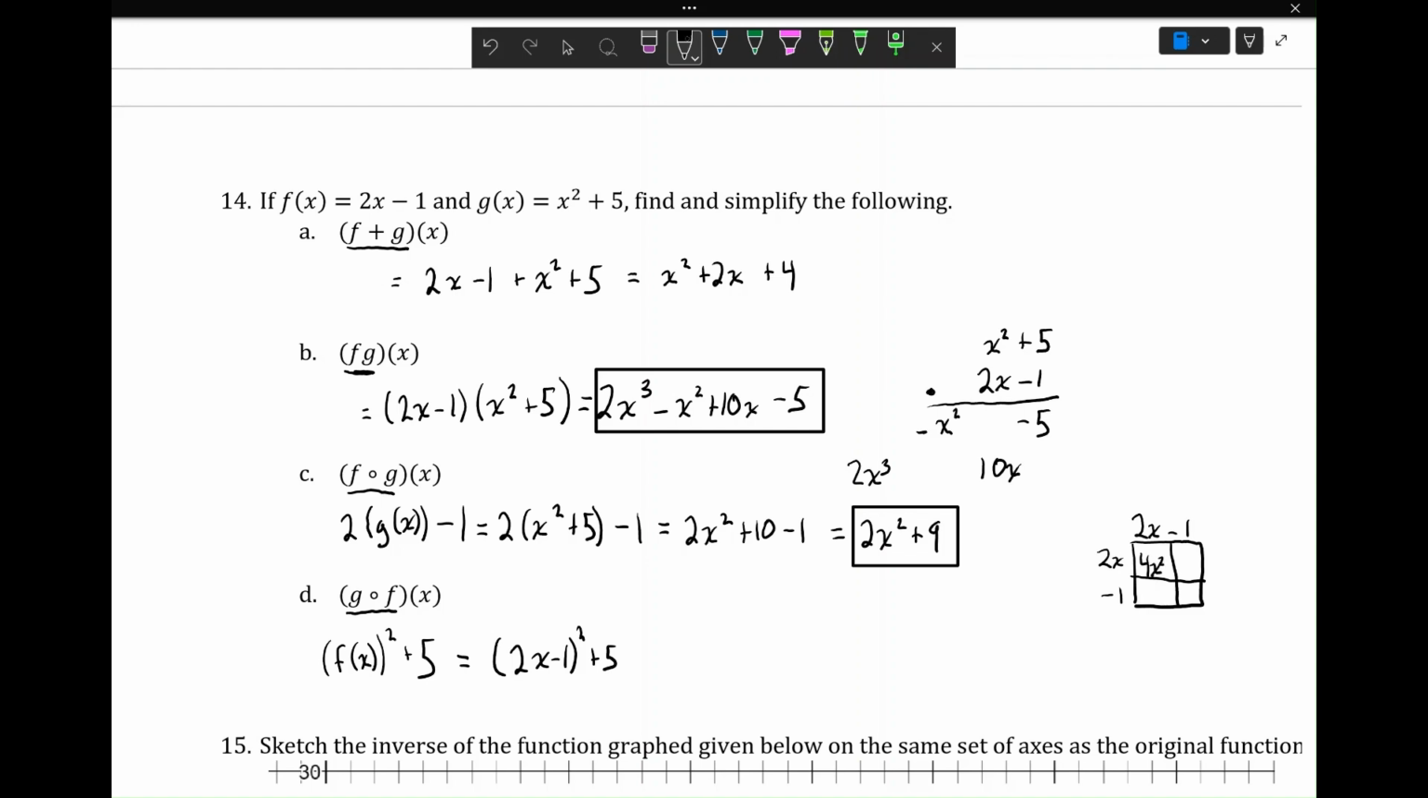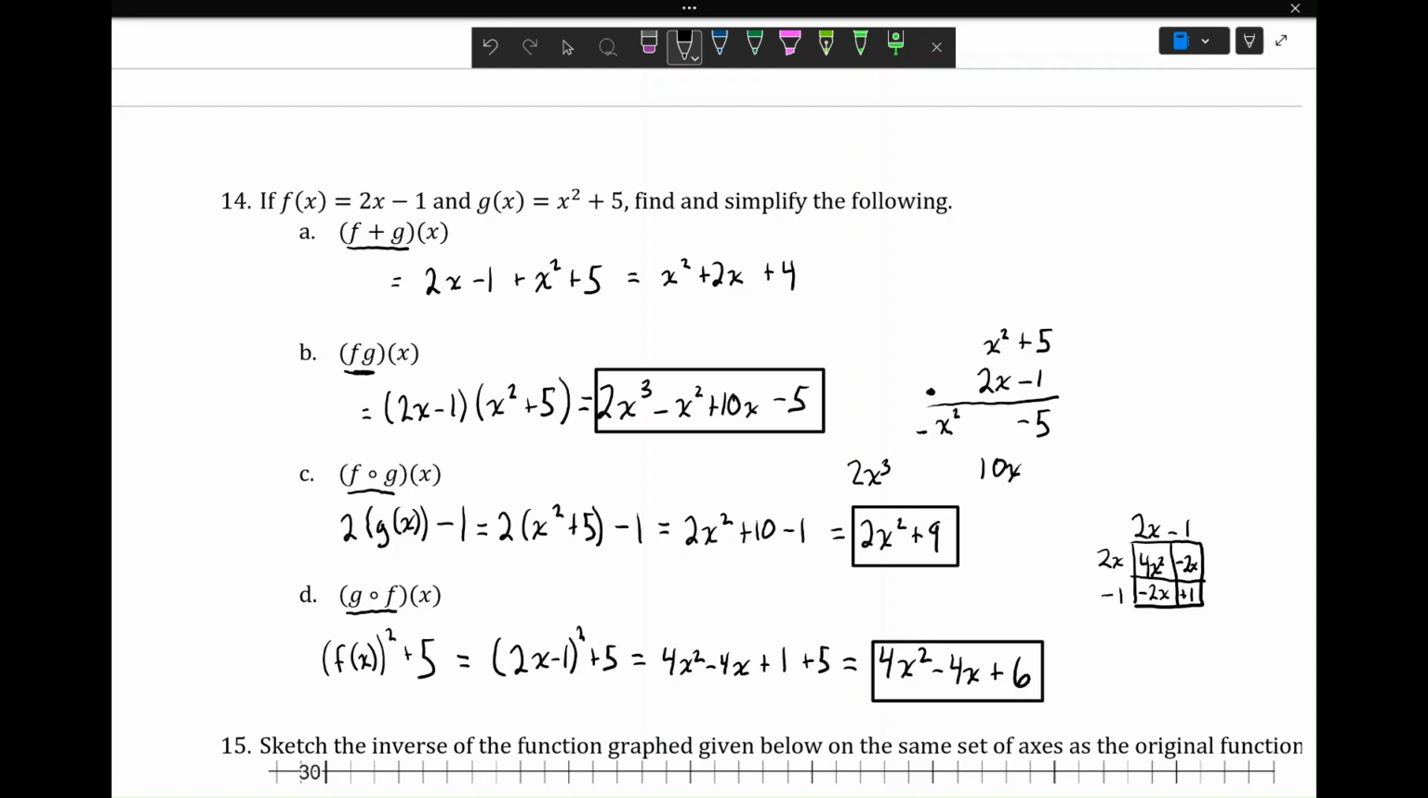I get 4x squared minus 2x plus 1. So this is the same as 4x squared minus 4x, so just combining those negative 2x's, plus 1 plus 5, which in the end is 4x squared minus 4x plus 6. Well, wasn't that fun?